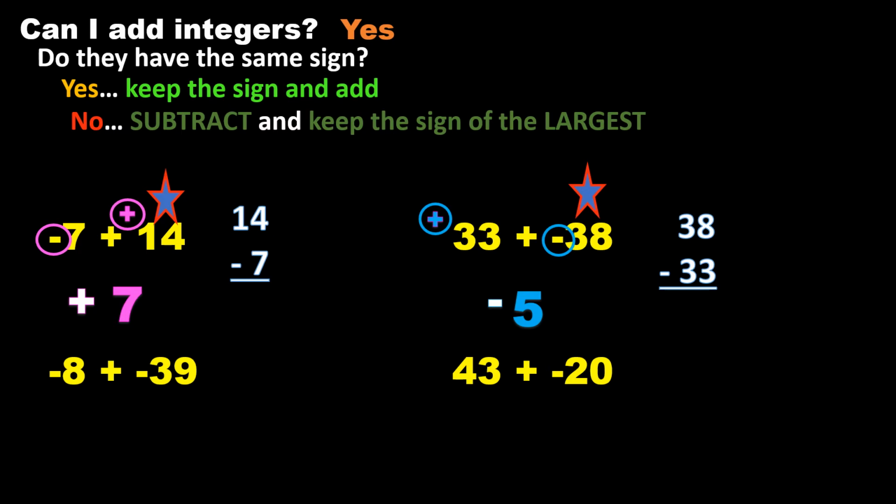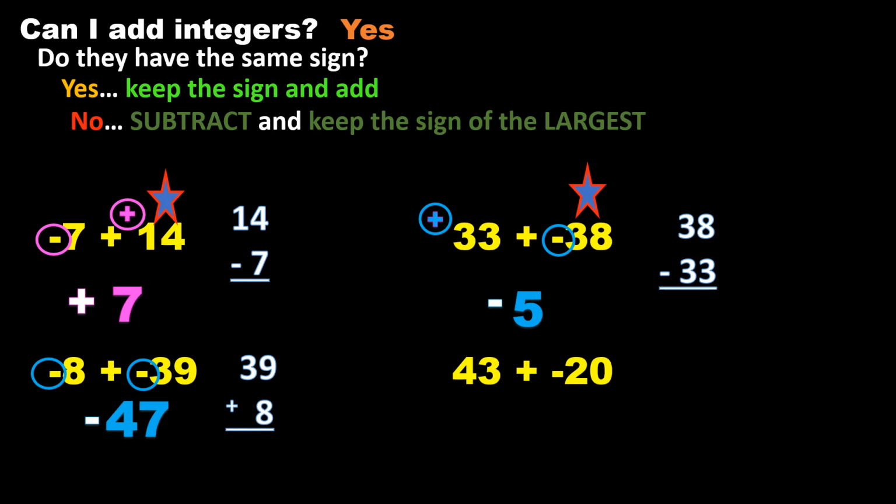All right, so negative 8 plus negative 39 in the bottom left there. When I look at them, I know I can add integers. I'm good there. Do I have the same sign? Yes, I do. So I'm just going to simply keep the sign when I get my answer, and I'm going to add this time. So this is my first time I'm actually adding to find the answer. And I do that because they have the same sign. 39 plus 8, pretty basic math, 47. What kind of 47? Well, I go back to my signs. They're both negative, so my answer has to be negative.